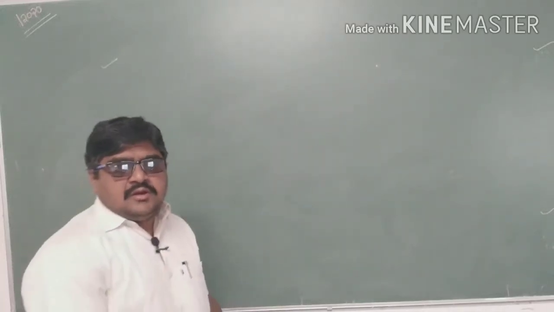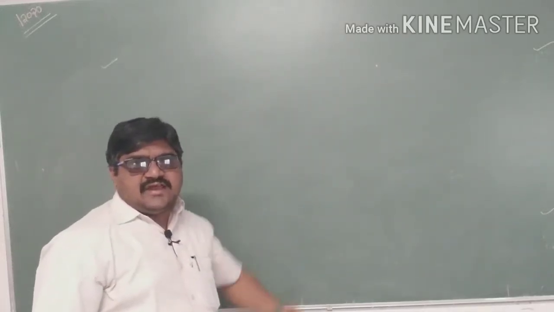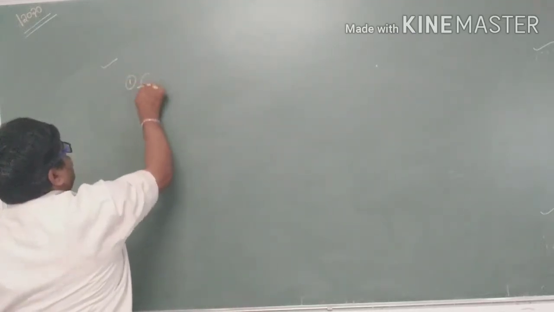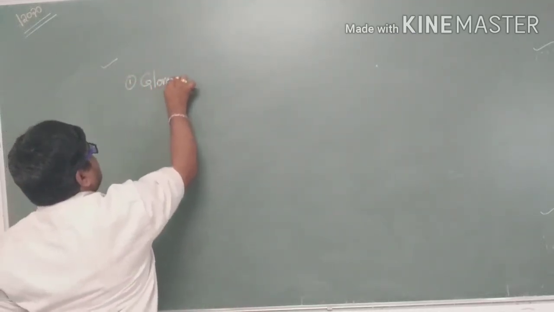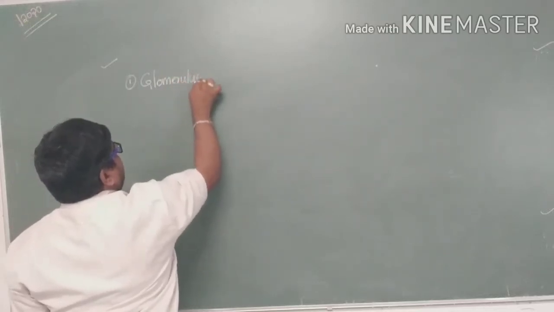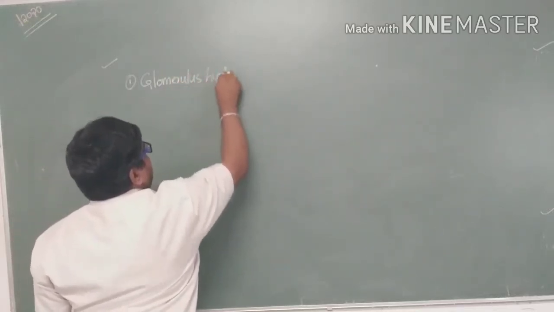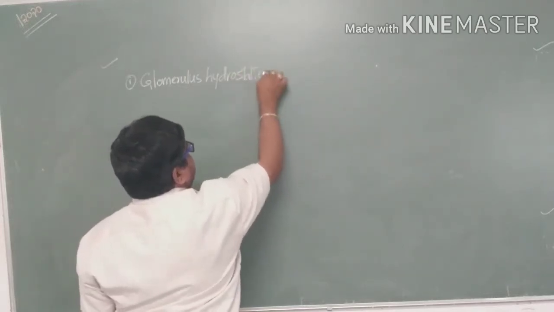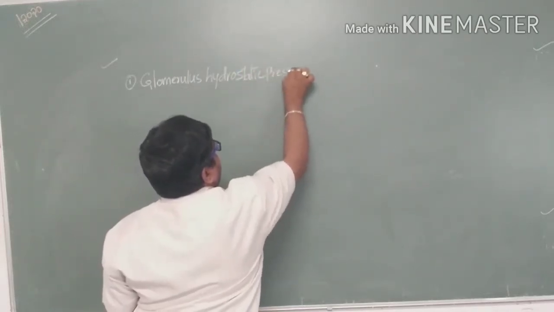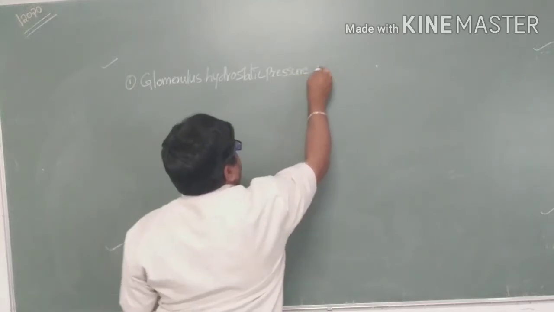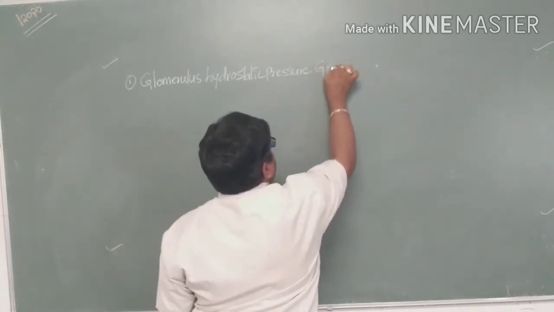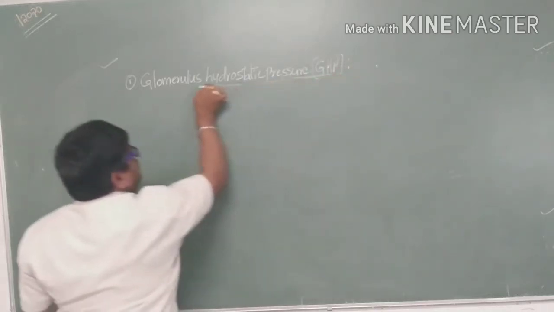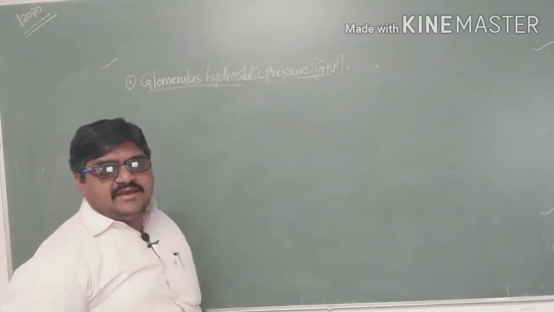Glomerulus hydrostatic pressure, the first one. Here it is called GHP. So GHP means the glomerulus hydrostatic pressure.